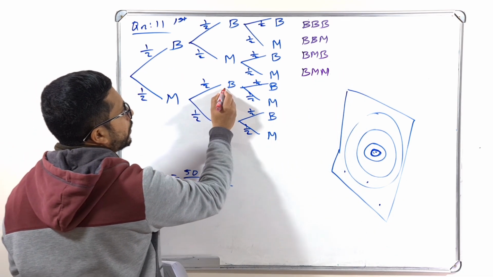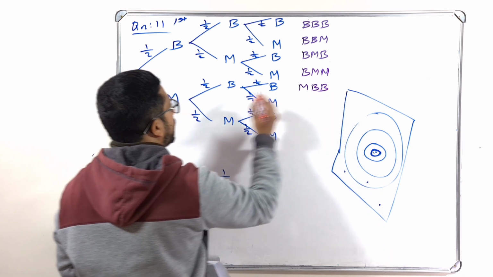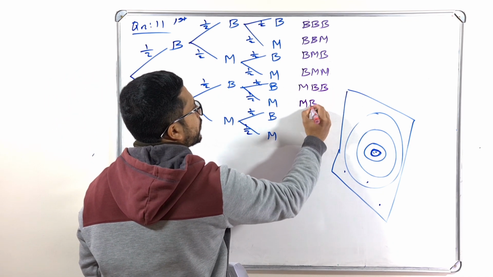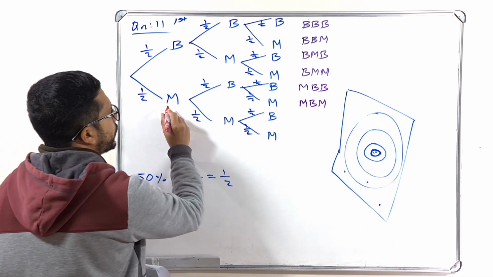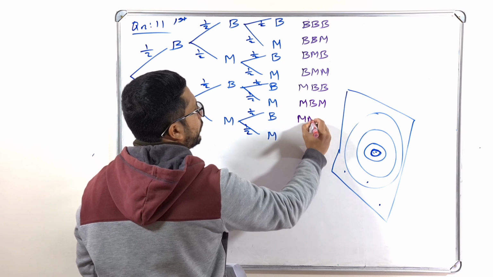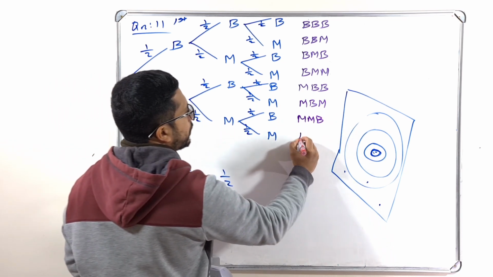Then miss, bullseye, bullseye, then miss, bullseye, miss. Next one, miss, miss, bullseye, and then miss, miss, miss.